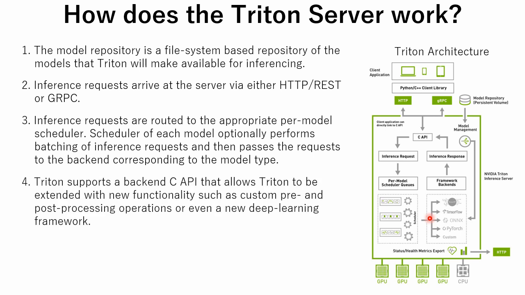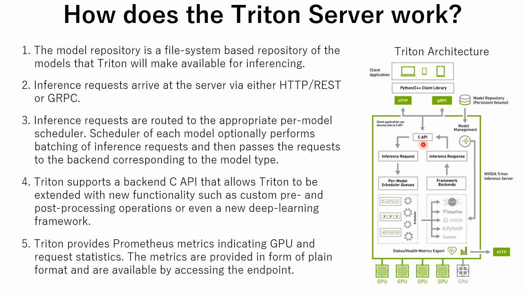Triton supports a backend C API that allows Triton to be extended with new functionality such as custom pre- and post-processing operations or even a new deep learning framework. Triton provides Prometheus metrics indicating GPU and request statistics. The metrics are provided in form of plain format and are available by accessing the endpoint.